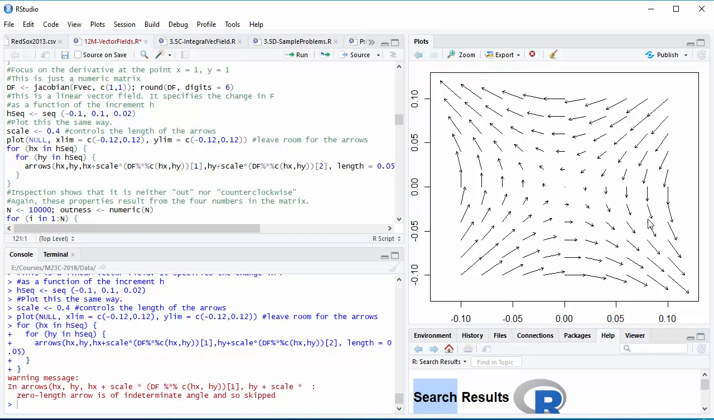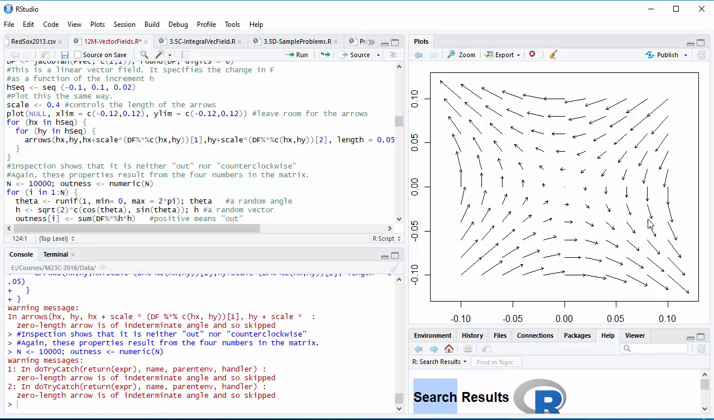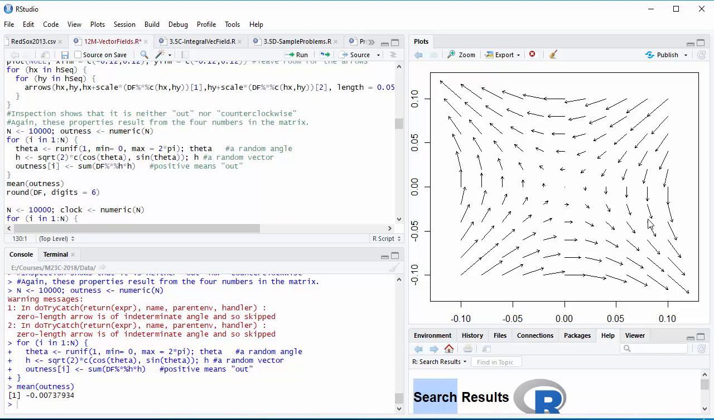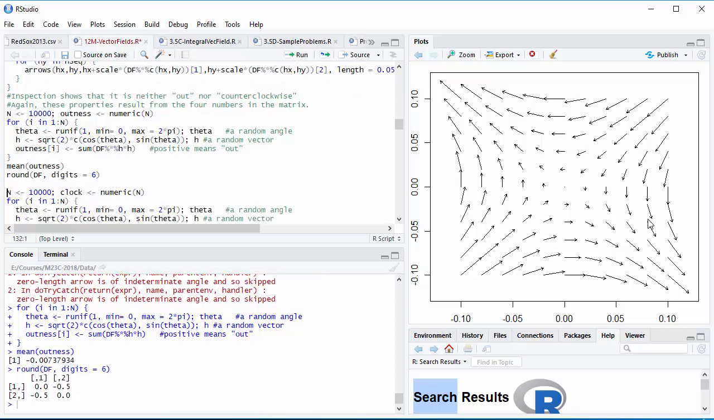And those properties result just from the 4 numbers in the Jacobian matrix. So let's go through the same analysis and compute the average outness by using 10,000 random increment vectors. The mean outness is very close to 0. And if you look at the Jacobian matrix, you see that the sum of the diagonal entries is also 0. So this is an electric field whose divergence is 0. This is a characteristic of electric fields in a region of space where there's no electric charge.